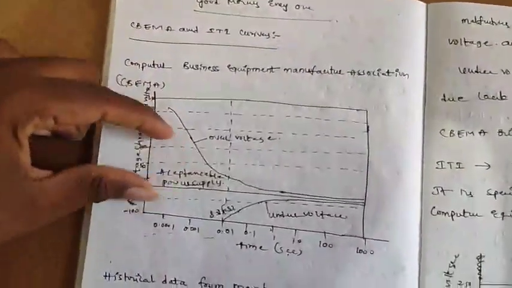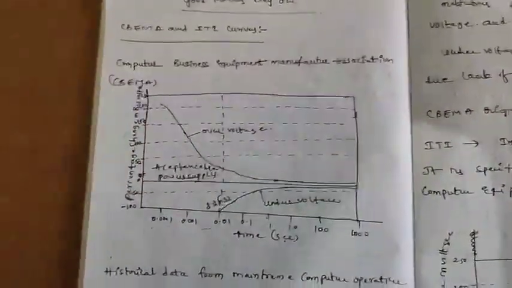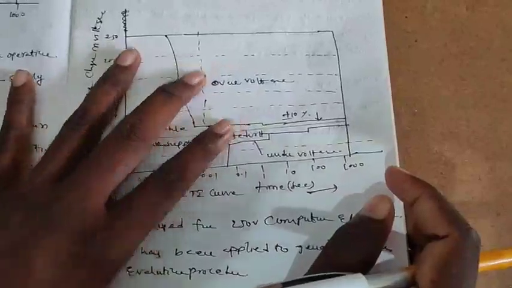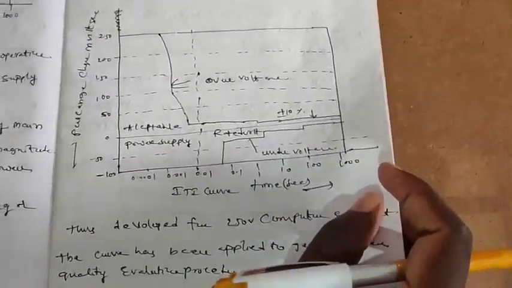So this is the acceptable power supply, this is the over voltage, this is the under voltage, this is the sag. So the equipment can withstand, similar to the ITI curve. So based on these curves, manufacturers can use them and design the equipment. So design the equipment.